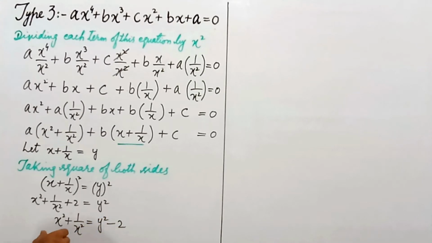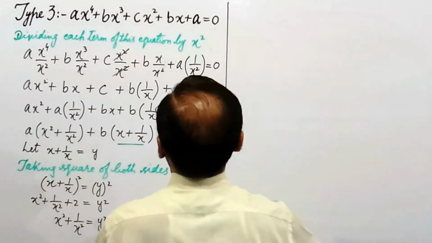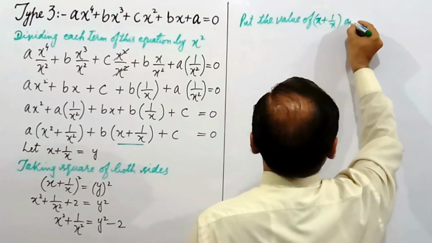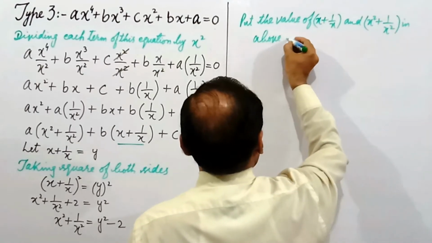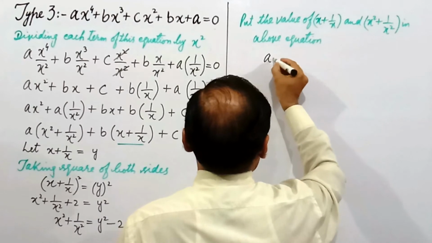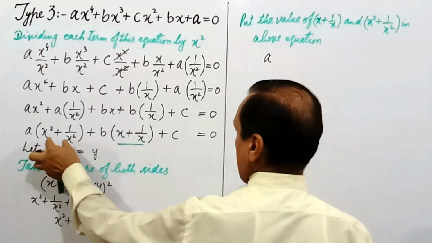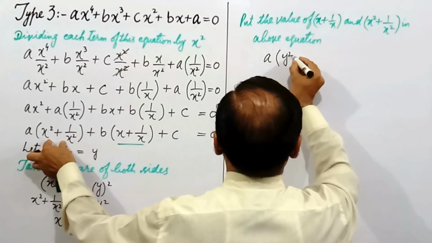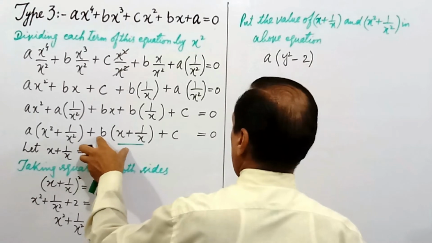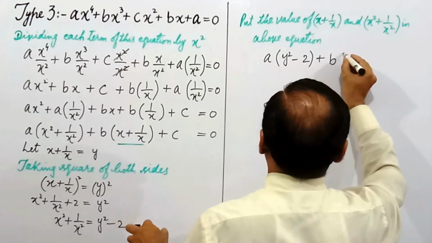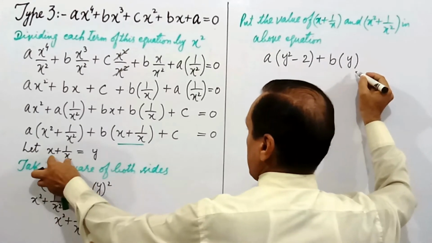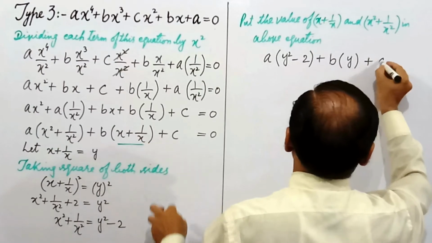Now we have both of the values, x plus 1 over x and the value of x square plus 1 over x square. And if we put these values of x plus 1 over x and x square plus 1 over x square in this equation, we have the standard form of quadratic equation. We have a, first we put the value of x square plus 1 over x square. In place of that, we get y square minus 2. Then we put the value of b into y, as the value of x plus 1 over x is y, plus c is equal to 0.